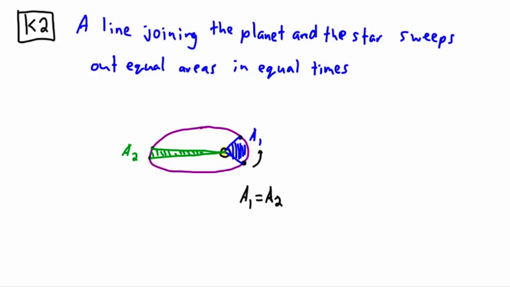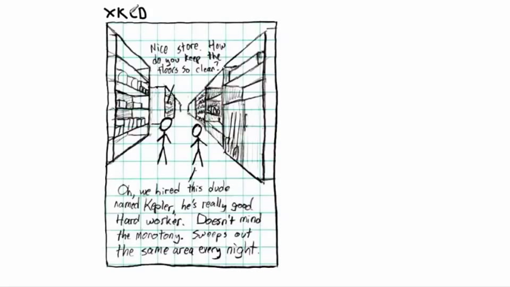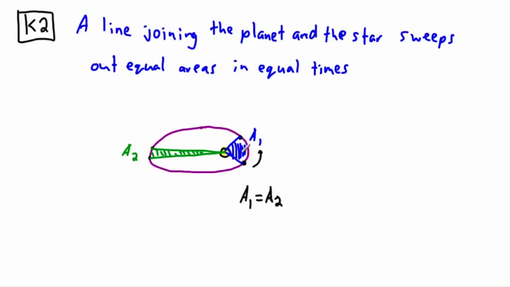And so I have this, I think it's a really funny, simple joke here from XKCD. This is one of his earlier ones, but it's awesome. He says, "Nice store. How do you keep the floor so clean?" He says, "Oh, we hired this dude named Kepler. He's really good, hard worker, doesn't mind the monotony. He sweeps out the same area every night." Ha ha ha. That's because these things sort of sweep out the same area. But that's a really bad joke.